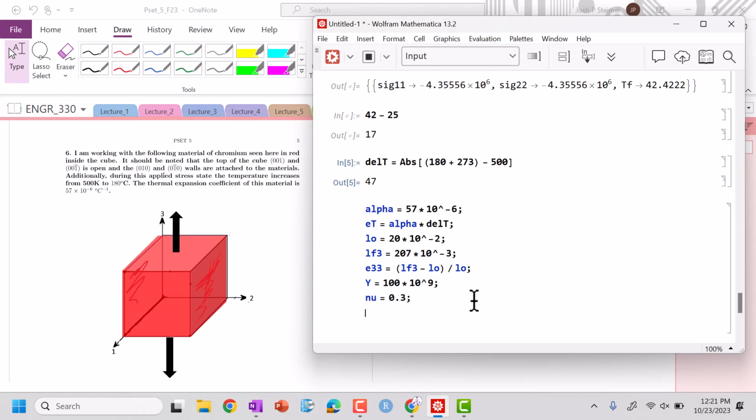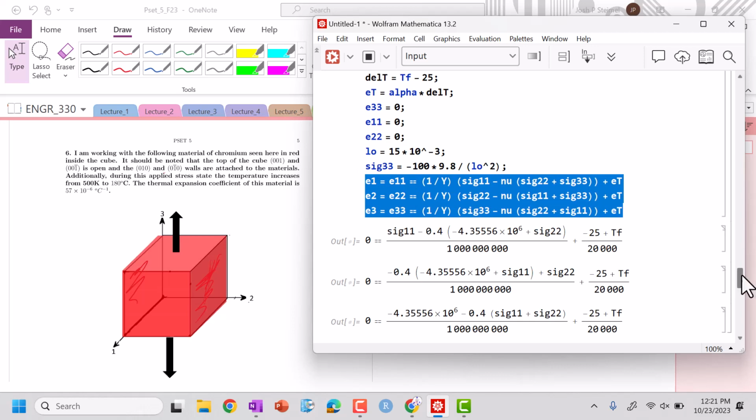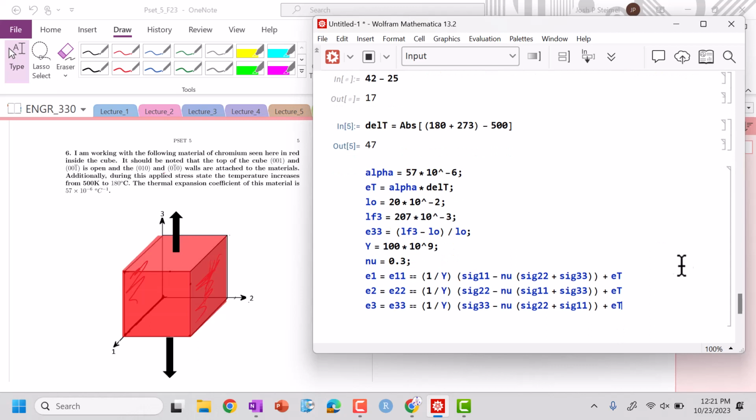Fantastic. So let's bring in our expressions here. All right, so we're good.